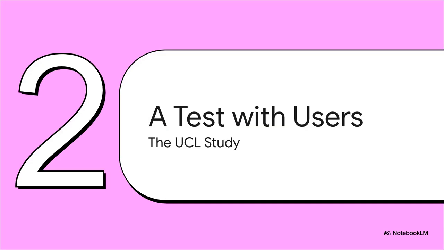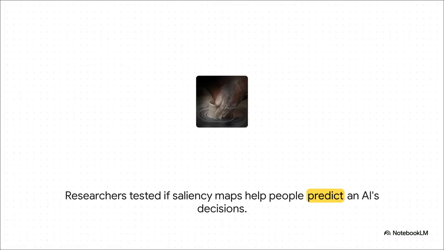Well, a group of researchers at University College London decided to put that to the test. They set up an experiment to see if saliency maps could really help people get inside the AI's head and maybe even predict what it would do next. So here's how it worked. People were shown images that an AI had already classified, some right, some wrong. Their job was to guess if the AI would get the next image right. Now, half of the participants got to see the saliency maps for help, and the other half got nothing.